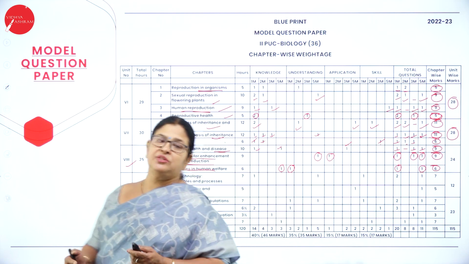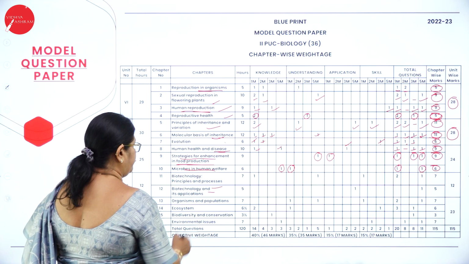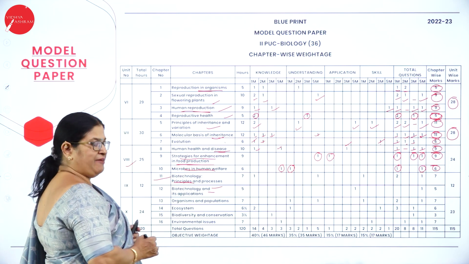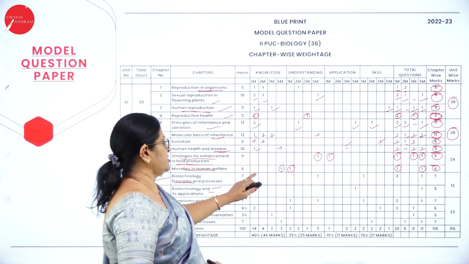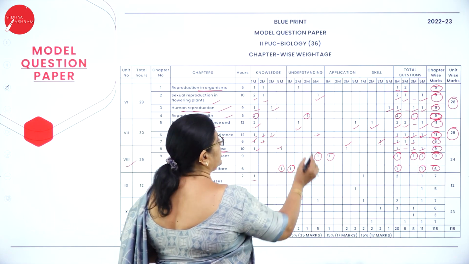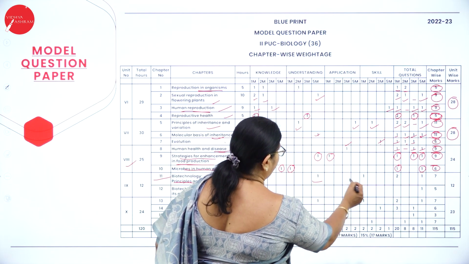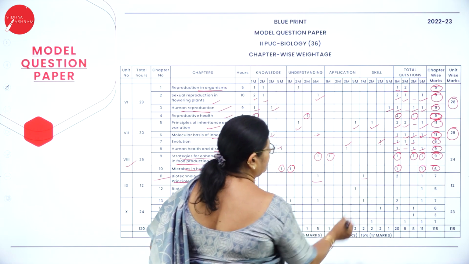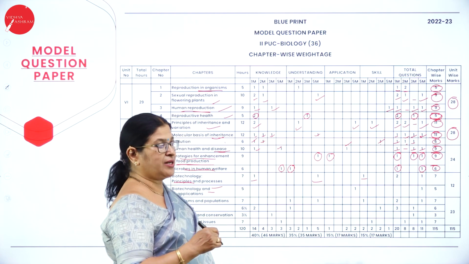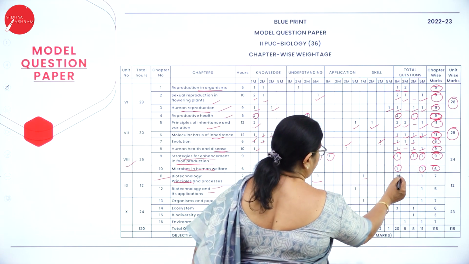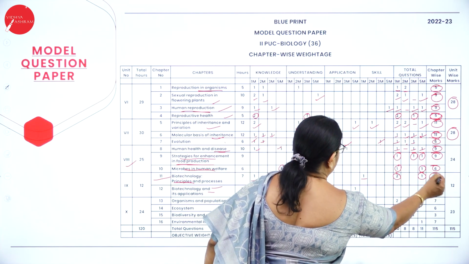Then moving on to Unit 9, that is biotechnology principles and processes, which has knowledge based question 1, then 5 marker question 1, then application we don't have any questions, but skill based we have 1 marker question 1. So total questions that are going to appear for 1 marker question from this particular chapter is 2 questions, and 5 marker question is 1 question. So total it is 7 marks.